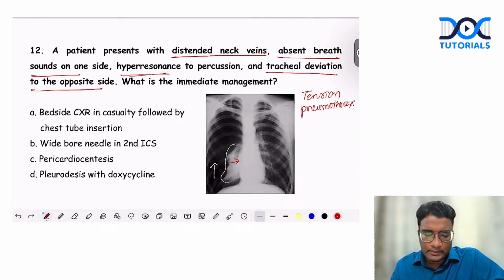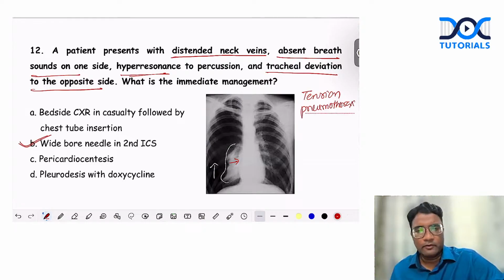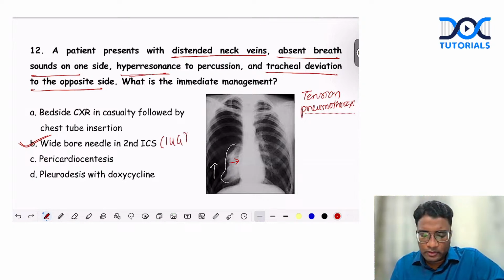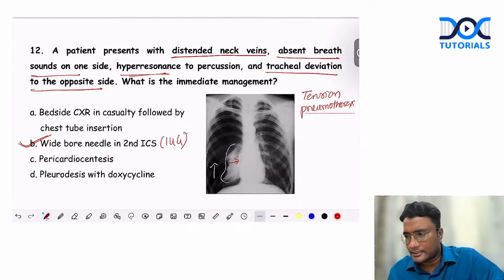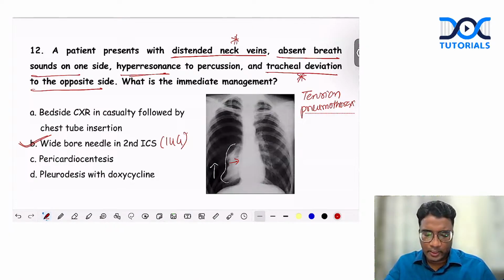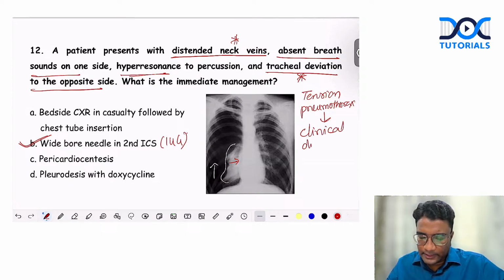So this is wide bore insertion, right? Wide bore needle insertion in the second intercostal space using a 14 gauge or 16 gauge needle. It has to be a wide bore insertion. This is tension pneumothorax, because they gave tracheal deviation, distended neck veins, and you're thinking of mediastinal shift also. It has to be a clinical diagnosis, not radiological. So no X-ray, no CT, immediately put the wide bore needle. He asked immediate management. Should be what? Wide bore needle.